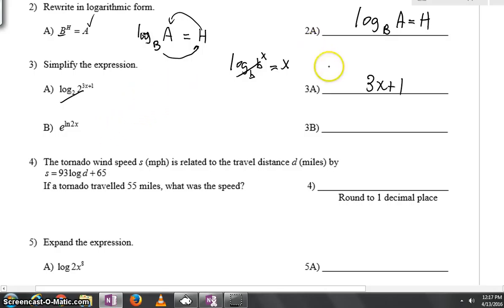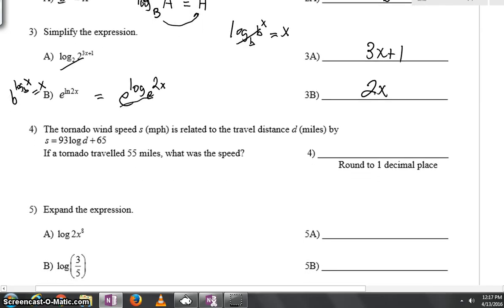We also had a property that b to the log base b of x would equal x as well. That's really what we have for this second problem. The natural log is really log base e. So we have e raised to the log base e of 2x. It's as if these cancel out, leaving you just with a 2x.